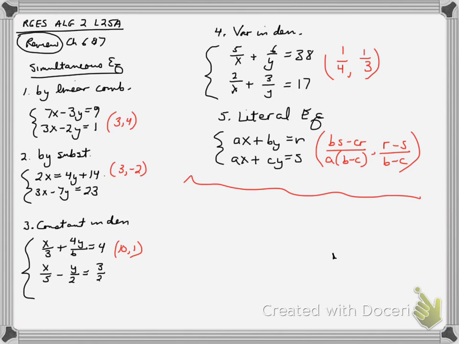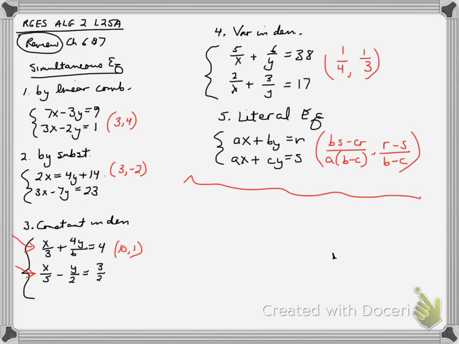If a constant is in the denominator, as in number 3, where we have x over 3 plus 4y over 6, I'd go ahead and change that first equation by multiplying everything through by the common denominator 6, so you get rid of the fractions. In the second equation, multiply everything through by the common denominator of 10, and all your fractions will drop out, and then you'll have something more similar to 1 or 2.